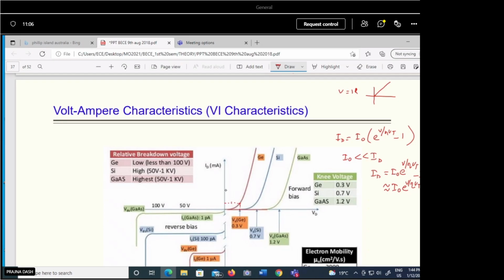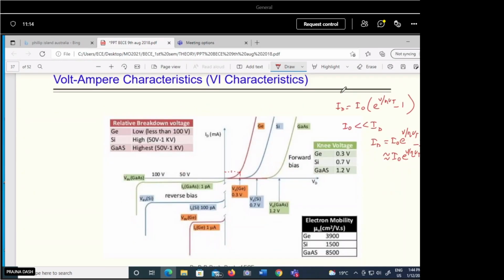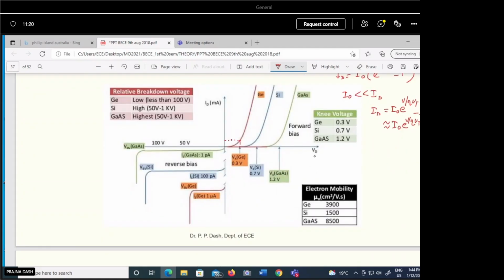Let us come to the reverse bias. Reverse bias means you just have to give the reverse polarity. In this graph, the x-axis is the voltage and the y-axis is the current. On the x-axis we have the forward biased voltage, for which you give the polarity p side positive, n side negative. In the reverse bias case, you just reverse the polarity, so we take minus of whatever VD we have taken.